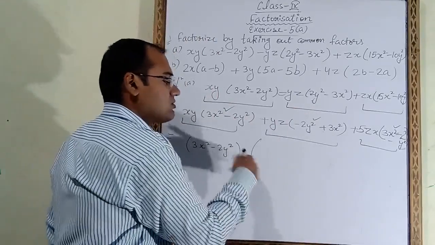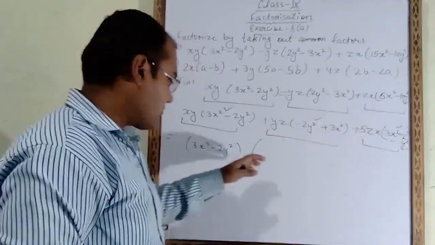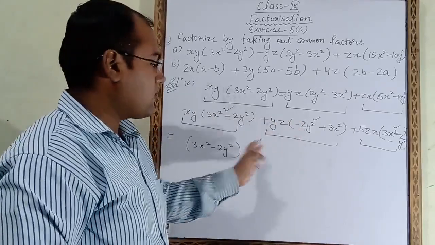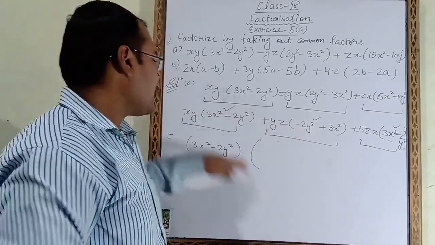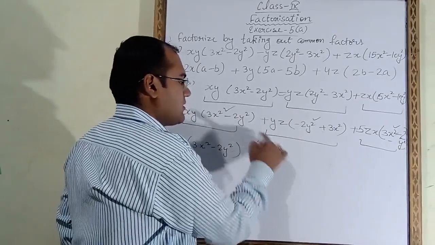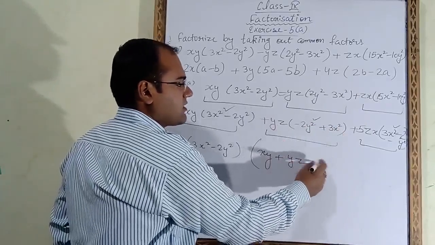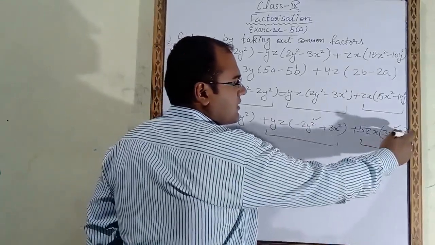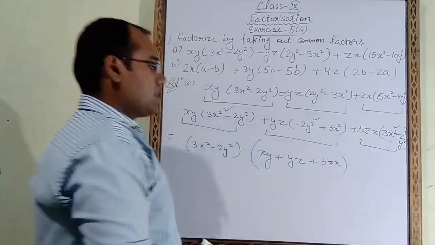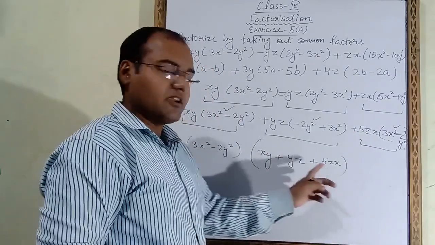Now the remaining terms also you have to write in another bracket. The term which we are taking common, that also we have to write in a bracket, and the remaining terms after taking common, that also we have to write in another bracket. So this one we have taken common. What is remaining here? xy plus this one we have taken common. What is remaining here? yz plus this one we have taken common. 5zx is remaining.